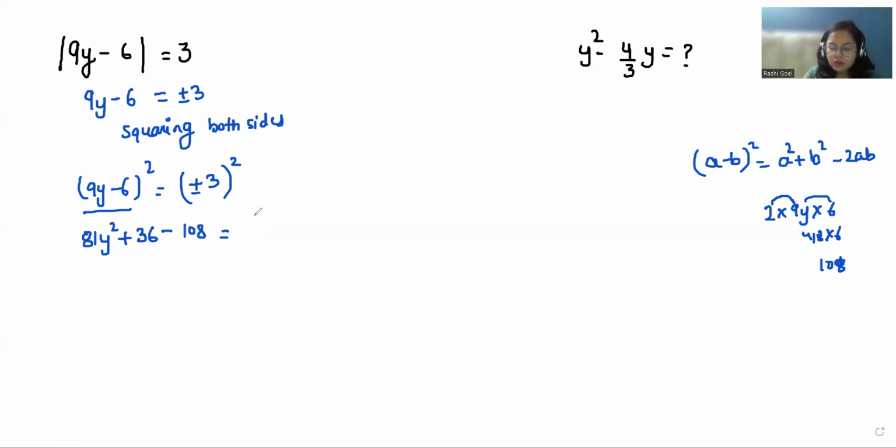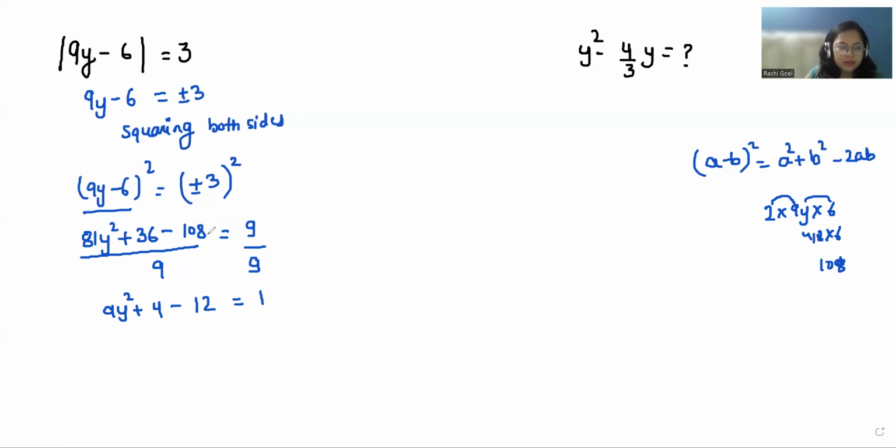is equal to 3 squared is 9. Plus minus minus will become positive, plus. Now I am going to divide both sides by 9. So it becomes 9y² + 4 − 12y is equal to 1.